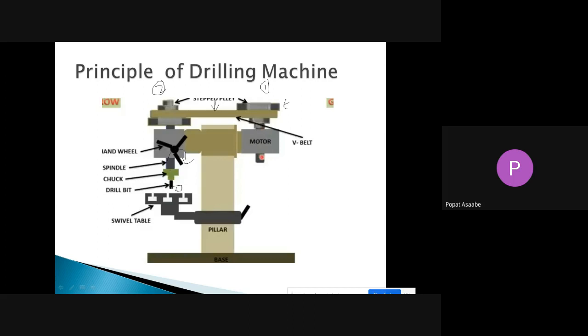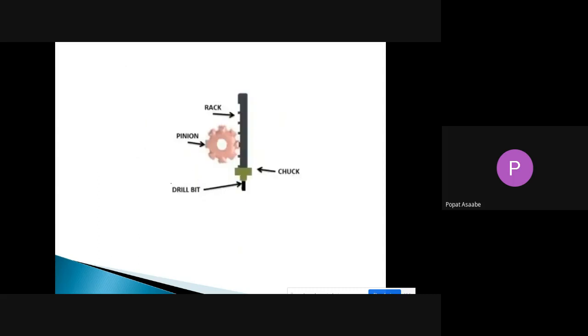And when that drill bit touches your workpiece, due to the rotary motion and giving the feed, it will remove the material from that workpiece. Okay, in this simple manner your drilling machine works.